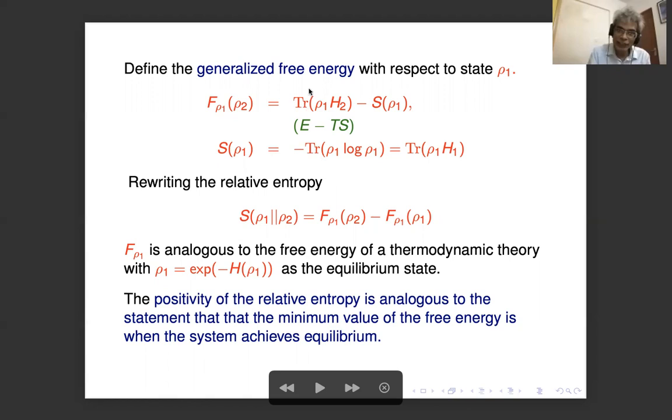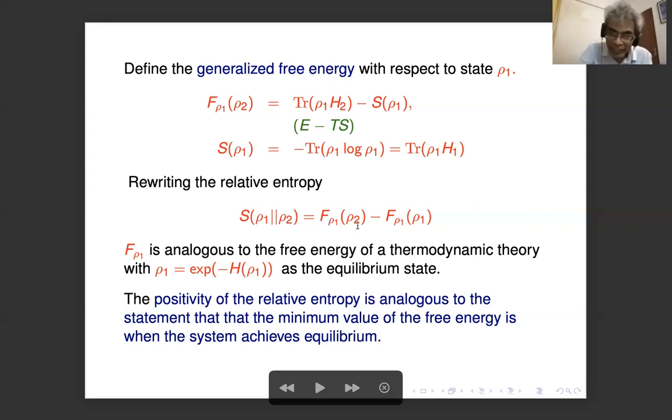And if you just take this definition, you will see that the relative entropy between states rho 1 and rho 2 is the difference in the free energies between rho 2 and rho 1, evaluated in the state rho 1. If you rewrite it in this way, relative entropy is a difference in free energy, analogous to the free energy in a thermodynamical system with this density matrix. And the positivity of relative entropy is analogous to the statement that the minimum value of the free energy is achieved when the system reaches equilibrium. So when rho 2 is equal to rho 1, it vanishes. And that's the minimum because this object is always positive.